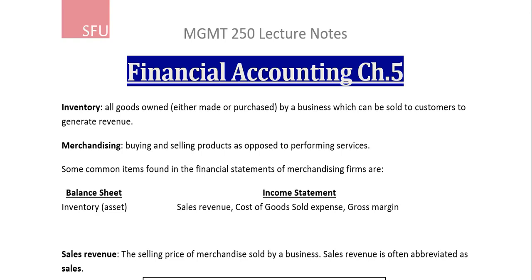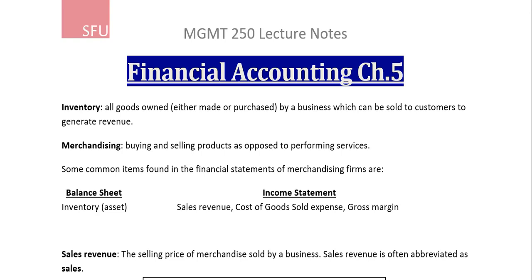On the income statement, we will have several items relating to inventory specifically. One is sales revenue, which comes from selling inventory. Sales revenue is the amount that you get from your customer. And then you also have cost of goods sold expense. This is how much the inventory had cost you prior to selling it.